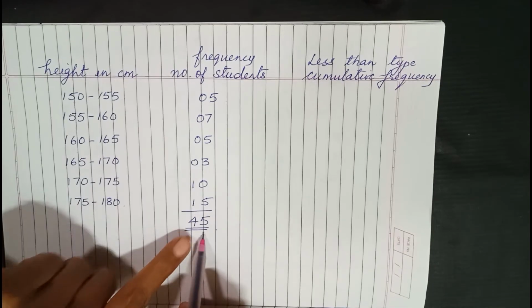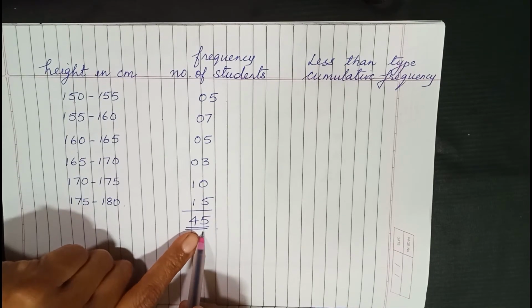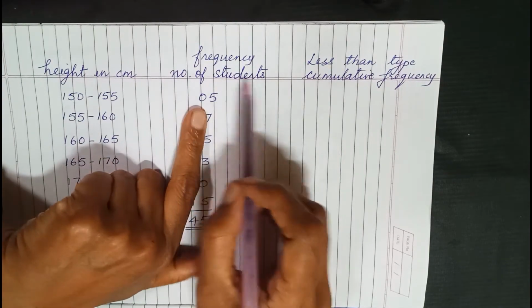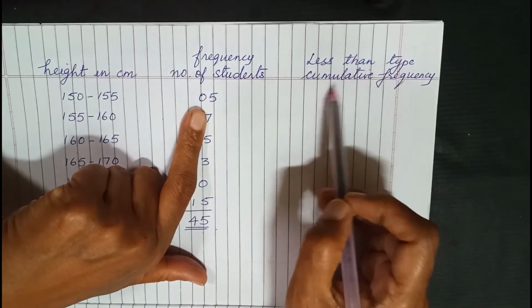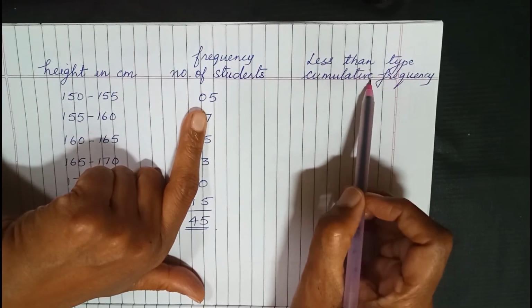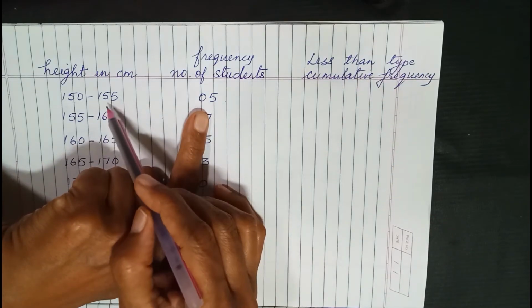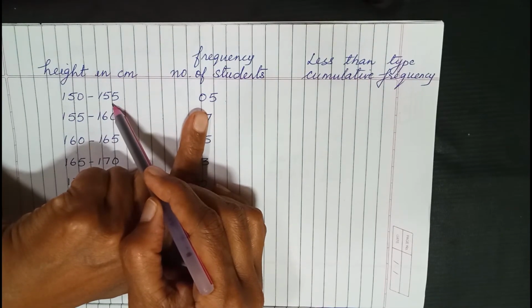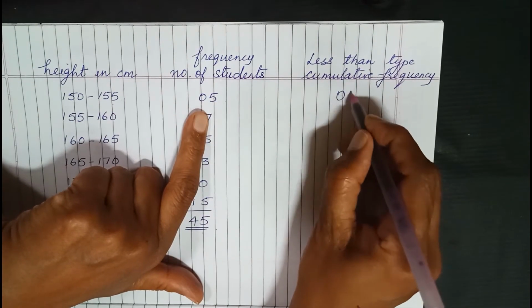Okay, so here we have a record of 45 students. Let's calculate. Now see, we have to find the less than type cumulative frequency. So how many students have a height less than 155 centimeters? It is nothing but 5.